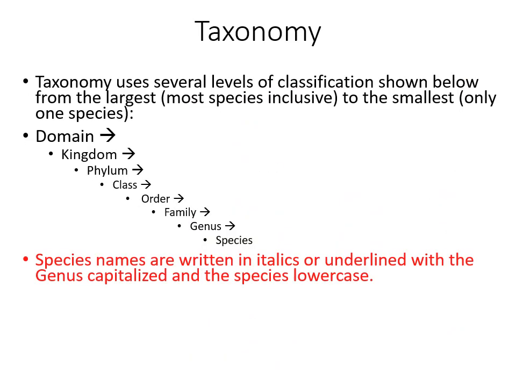Our current form of taxonomy was first developed by Carl Linnaeus. He was a scientist who collected lots of organisms and tried to group them. We use this domain, kingdom, phylum, class, order, family, genus, species for living things. And we write the species name as both the genus and species name, with the genus name capitalized and the species name lowercase. And they're either underlined or put in italics.